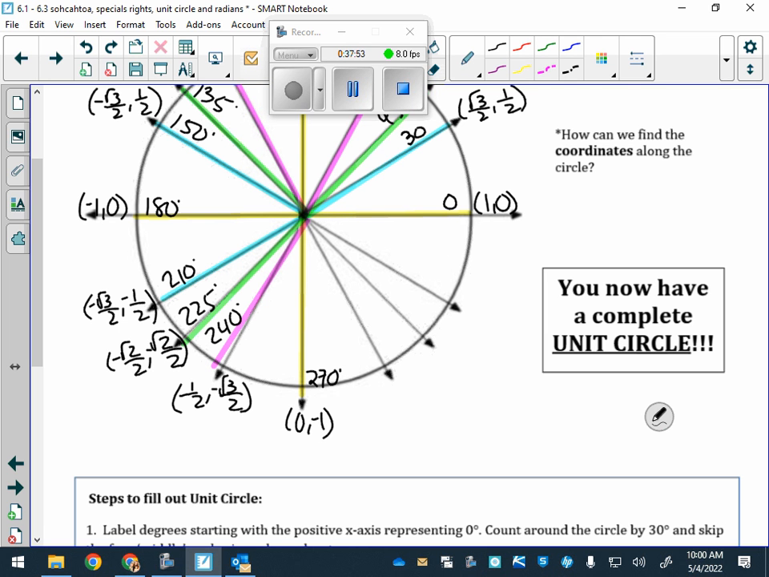Okay. So, it's okay. I'm going to just talk as you guys write. As you fill out the unit circle, we know a full circle is how many degrees? 360. And that's where we end. 360 and 0 will have the same coordinate point, the same x-intercept, okay? Which is 1, 0.